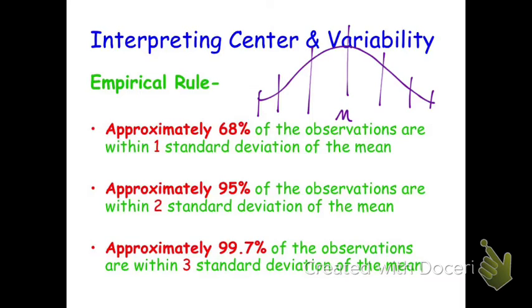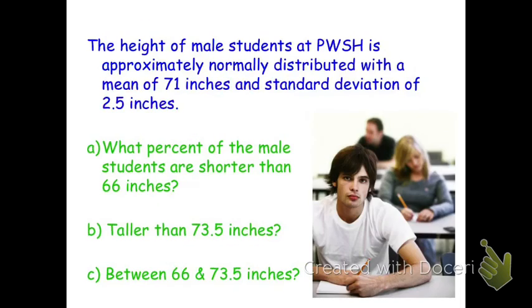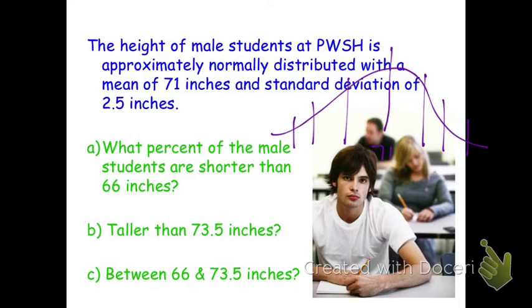I'm going to show you how to do it by hand, and I'm going to show you how to do it on the calculator. Okay? So here's an example. It says the height of male students, this is at Plano West, is normally distributed. So it has to indicate that it's a normal distribution. It has a mean of 71 and a standard deviation of 2.5. So I want everyone to draw the normal curve out to the side. Gonna put 71 in the center. Then I'm gonna go up and down 3 standard deviations.